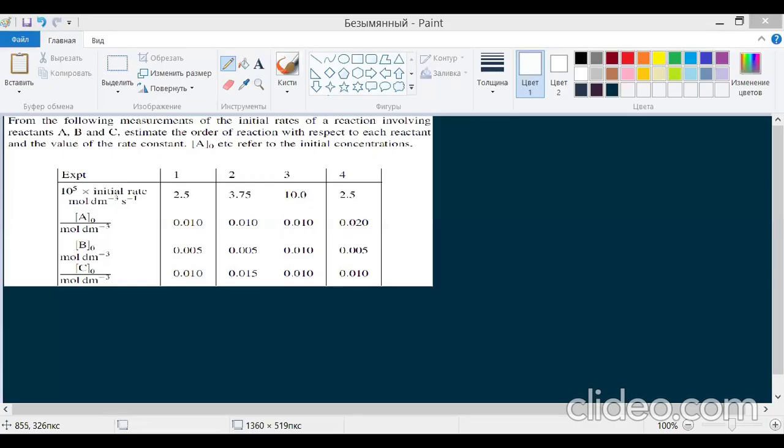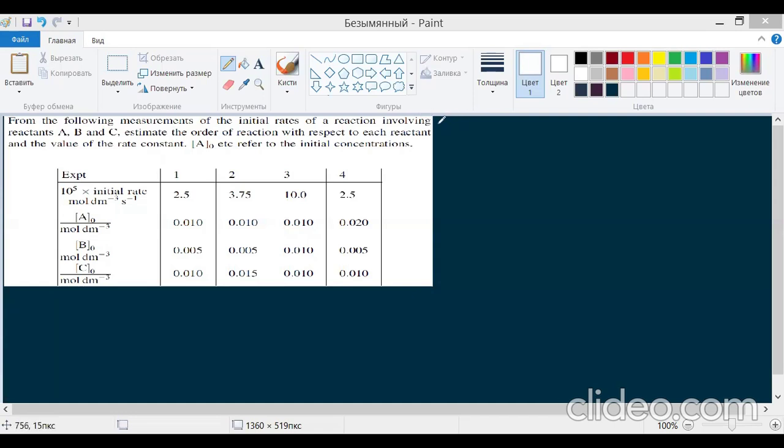Let's proceed to the next assignment. Here it is. We got the reagents A, B, and C, and we got a series of experiments carried out and the findings contained in the table. On the basis of these experiment data, we are supposed to estimate the order of all the three reactants. And then we are also supposed to calculate the value of the rate constant k. Let's do that, and it's not so very hard to do.